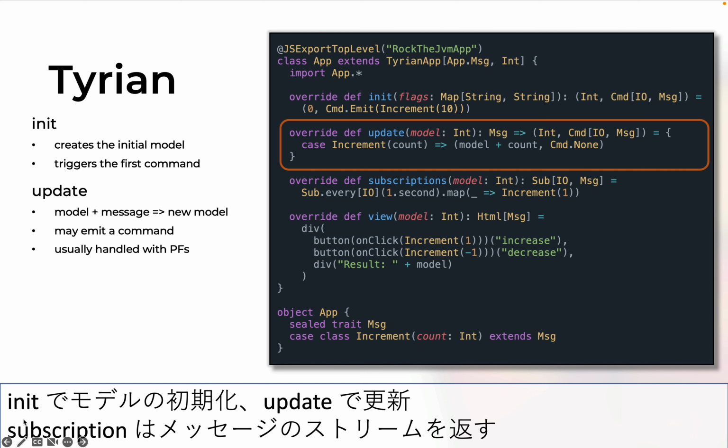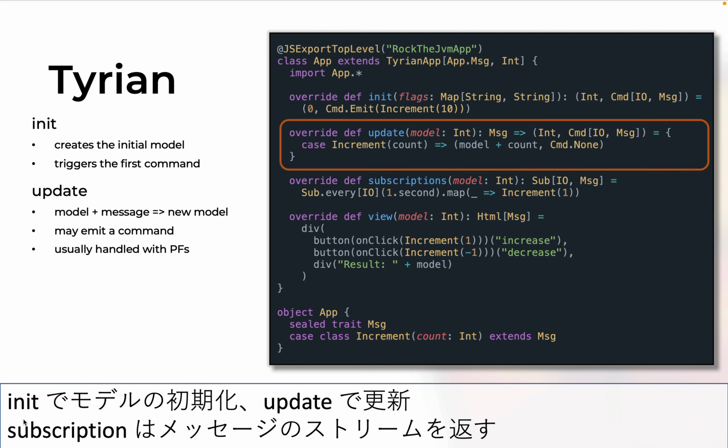And this may also emit a command, which is why the signature of the update function is a function from message to a new model and a new command that may, for example, trigger a new HTTP call to the backend or some side effects that you may want to run.